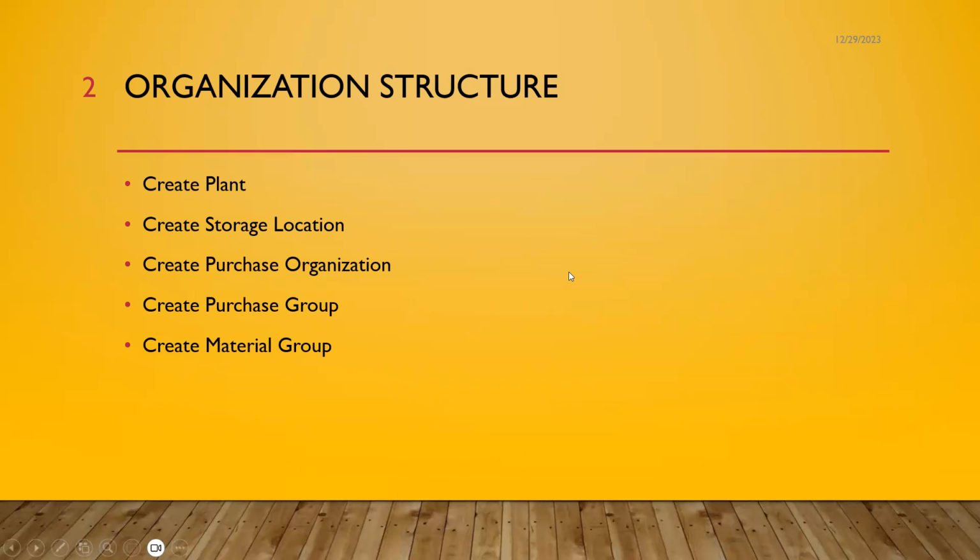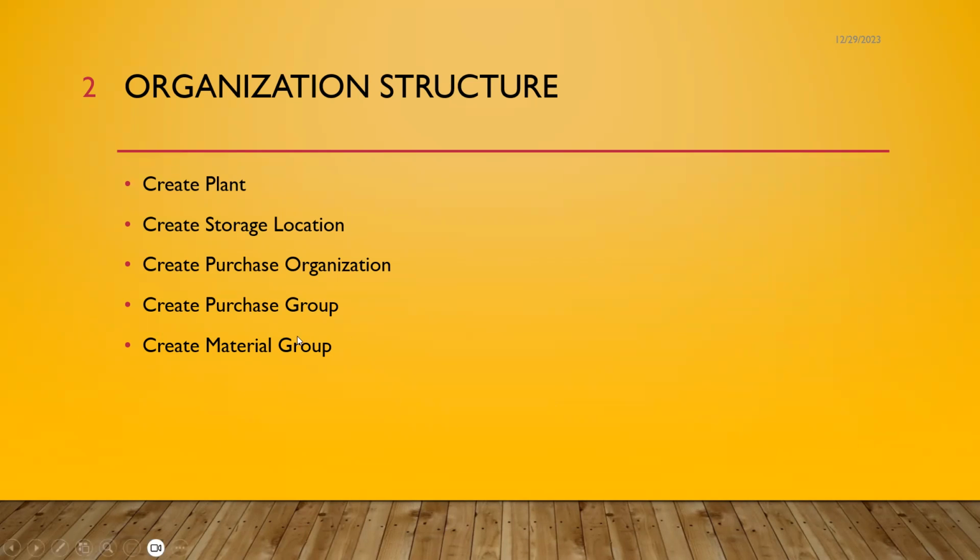So the first question they may ask you is, what are the implementations you have done in the system? You can start from the organizational structure: creation of the plant, creation of storage location, creation of purchase organization, creation of purchasing group, and creation of material group. All this, the creation of the organizational structure, is given in the link below in the description. You can check the creation of organizational structure.